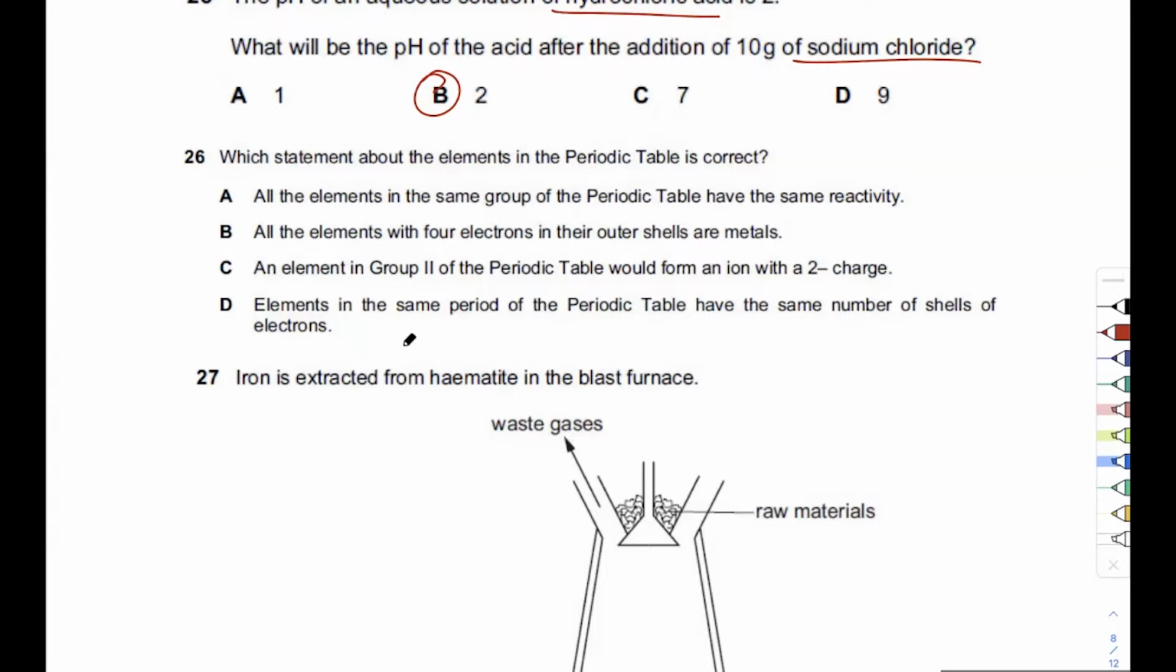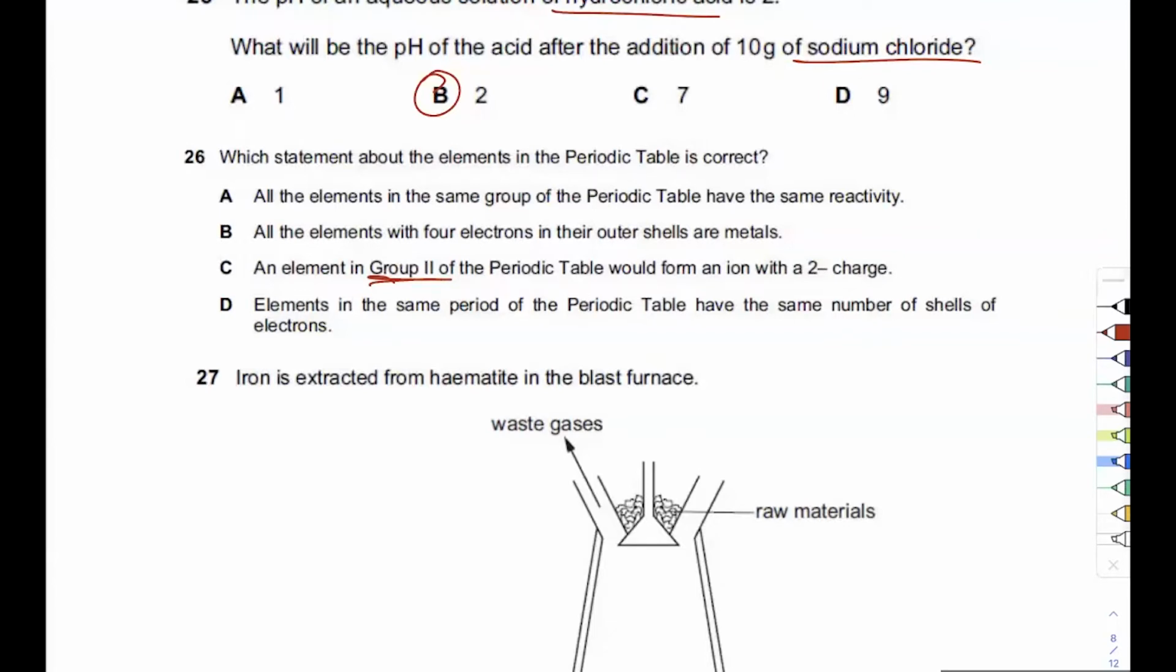Otherwise, displacement wouldn't occur. All the elements with 4 electrons are metals. Group 4 is right in the middle of metals and non-metals, right? So there are some metals at the bottom and some non-metals like carbon at the top. So yeah, this one's wrong. An element in group 2 would form an ion with 2 minus. If you're in a haste, you might be tempted to take this option, but it is 2 minus and this is group 2. It must be 2 plus because they can lose those 2 electrons. All right.